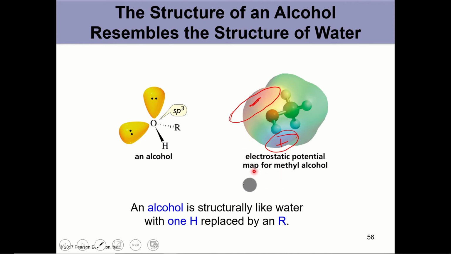The electrostatic potential map for the alcohol shows the electron distribution, with negative electron density focused at the oxygen and positive electron density focused at the hydrogen off of the oxygen. So this is essentially showing us the partial negative and partial positive charges of our polar bond.